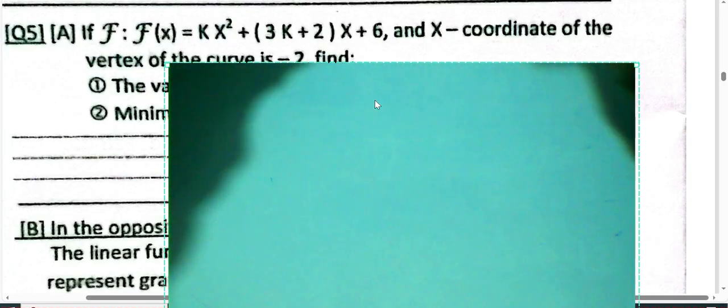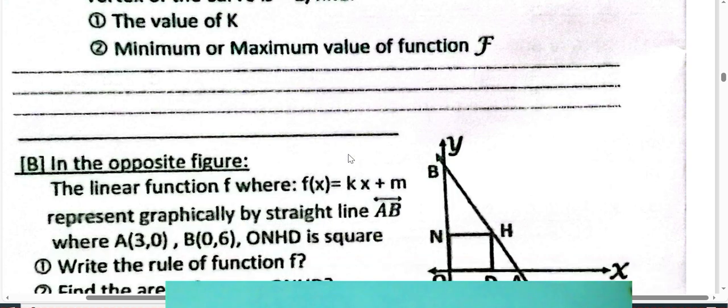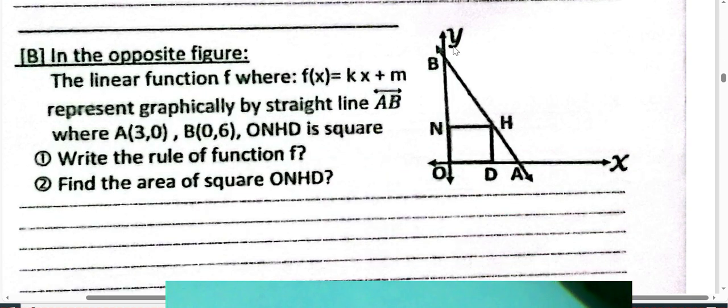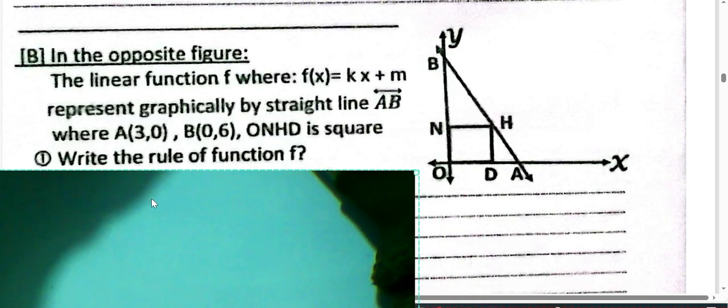Next question, letter B. It's the opposite figure. We have function f of x equal kx plus m, represented graphically by the straight line AB. He gives me the point A equal 3 and 0, and the point 0 and 6. And this figure is a square. Write the rule of the function f.